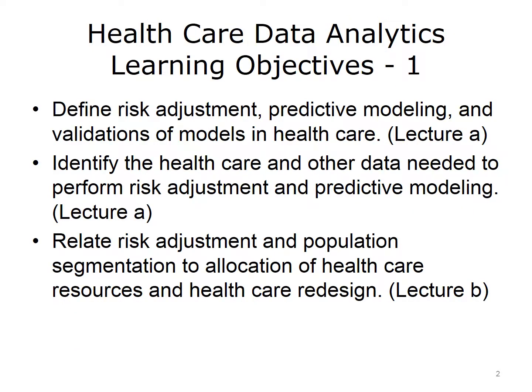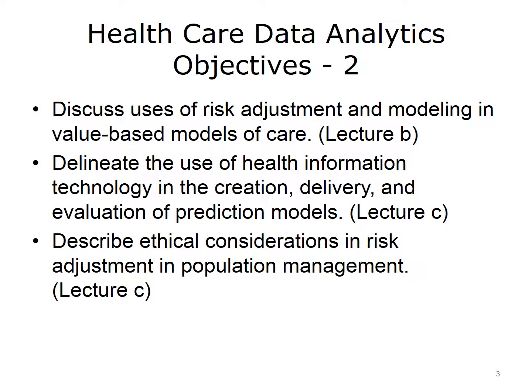The objectives for this unit, Risk Adjustment and Predictive Modeling, are to define risk adjustment, predictive modeling, and validations of models in healthcare. Identify the healthcare and other data needed to perform risk adjustment and predictive modeling. Relate risk adjustment and population segmentation to allocation of healthcare resources and healthcare redesign. Discuss uses of risk adjustment and modeling in value-based models of care. Delineate the use of health information technology in the creation, delivery, and evaluation of prediction models, and describe ethical considerations in risk adjustment in population management.